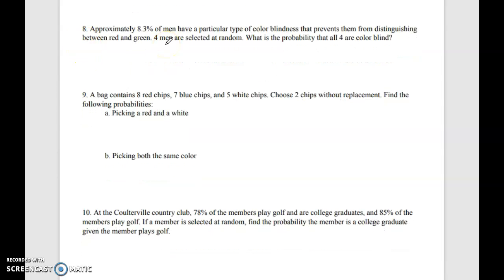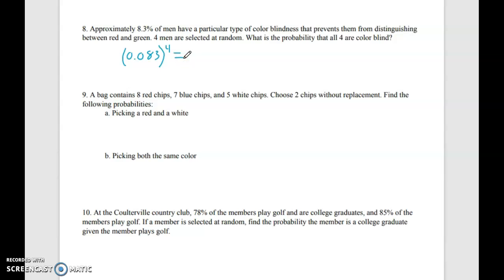Number 8, approximately 8.3% of men have a particular type of color blindness that prevents them from distinguishing between red and green. 4 men are selected at random. What is the probability that all 4 are colorblind? That means I pick 4 men. What's the probability the first guy is colorblind, and the second guy, and the third, and the fourth? So every time I say and, I'm going to multiply this probability. So I'm going to do 0.083, and I'm going to multiply it by itself for all 4 men. Now, rather than write that out, it's the same thing as saying 0.083 to the 4th.